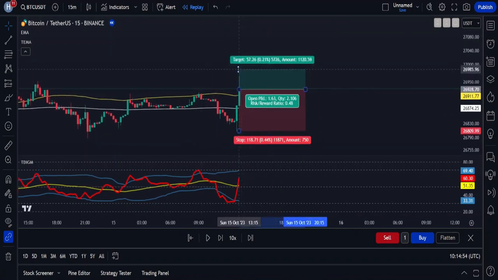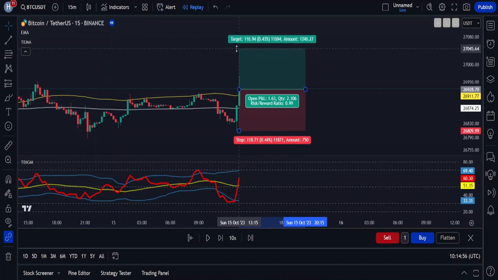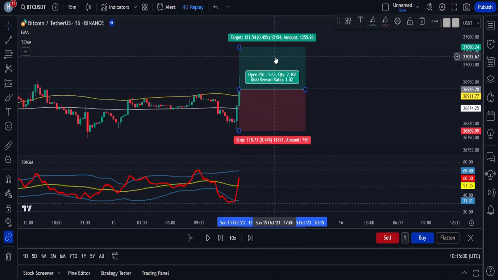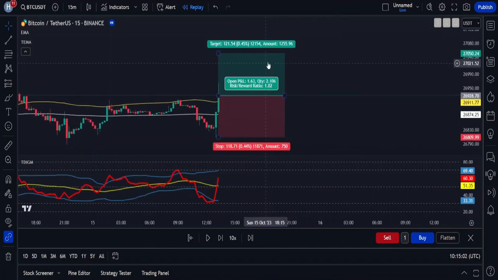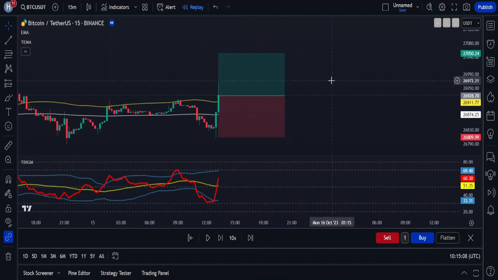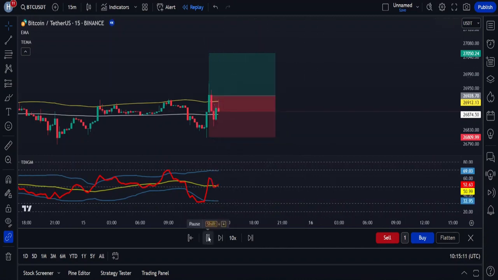For the take profit, we will be targeting a 1-to-1 risk to reward ratio for 50% of the position and a 1-to-2 risk to reward ratio for the remaining 50%. This means that we are aiming to make twice as much profit as we are risking for the second half of the position. Now let's see how the trade plays out.